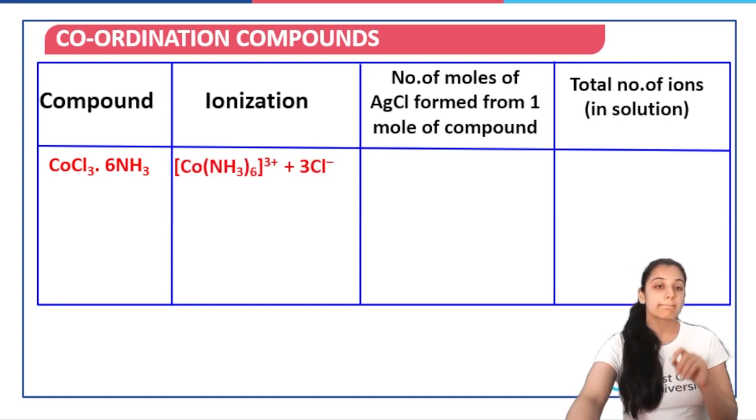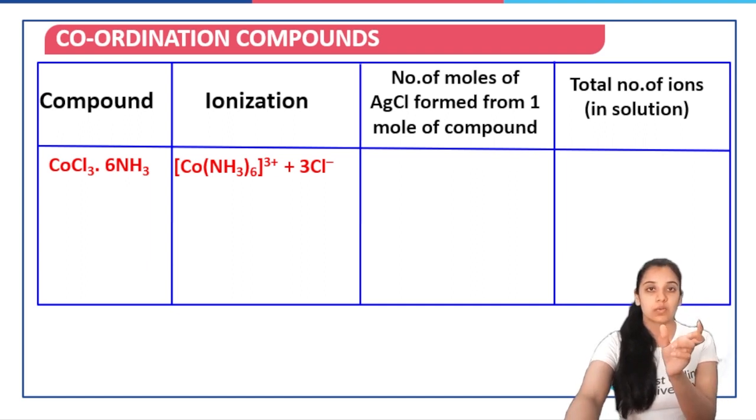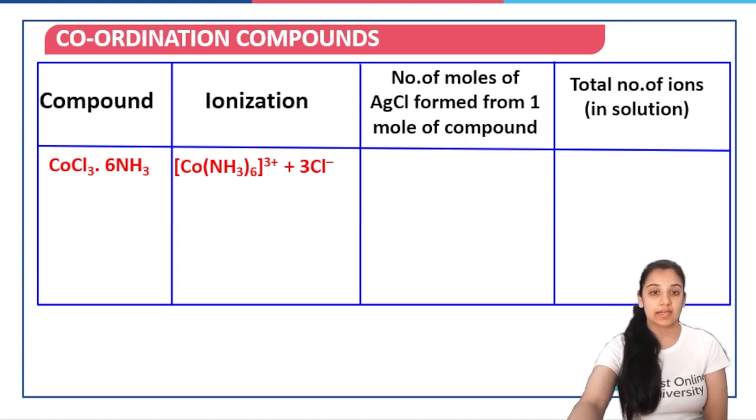So now, when he was actually studying the ionization of CoCl3.6NH3, he learned that 3 Cl minus ions were formed and there was a complex ion that was formed, that is hexaamminecobalt(III), 3 plus. We will study the nomenclature, don't worry. So now he measured the number of moles of AgCl that would be formed from 1 mole of the compound.